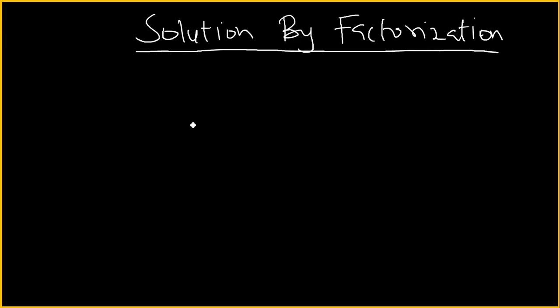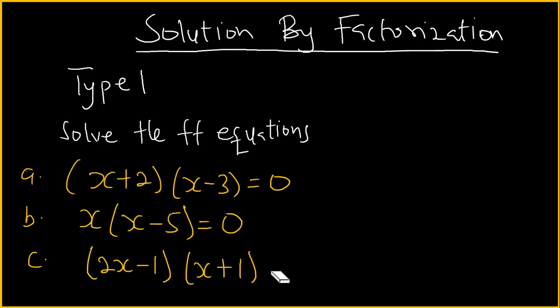Under the factorization method, the questions are formulated in different types, and we are going to talk about all the types. Starting with the first type, type 1. Solve the following equations. Let's start with the first one, in the first bracket, x plus 2 multiplying the bracket x minus 3 equals 0.